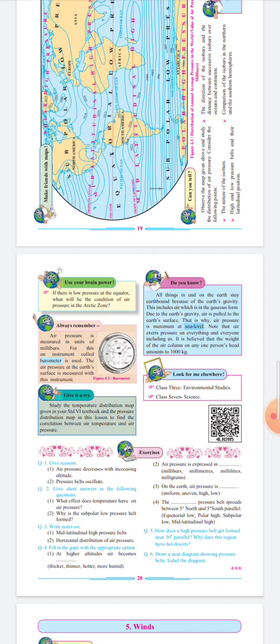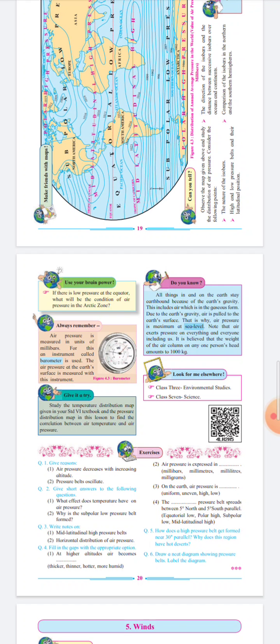Do you know, students, whatever things are there on the earth, in the earth, are earth bound because of earth's gravity. You know that earth has a power that every object gets attracted towards the earth, and it is called earth's gravity. This includes air, which is in the gaseous form. So air also gets attracted towards the earth's surface. Due to earth's gravity, air is pulled toward the earth's surface.